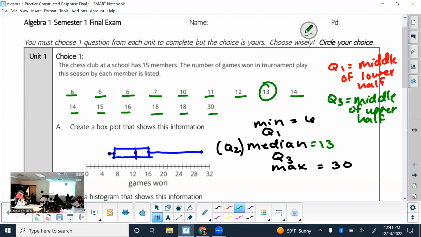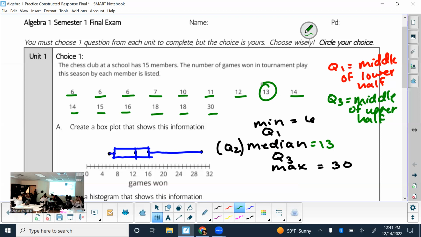What is Q1? Definition of Q1? Quartile 1 is what it's called. What is it? Well, yes, it is the corner. Median of the lower half. Good. I even wrote it right here. So if you didn't know that, make sure you write that down. Q1 is the middle of the lower half.